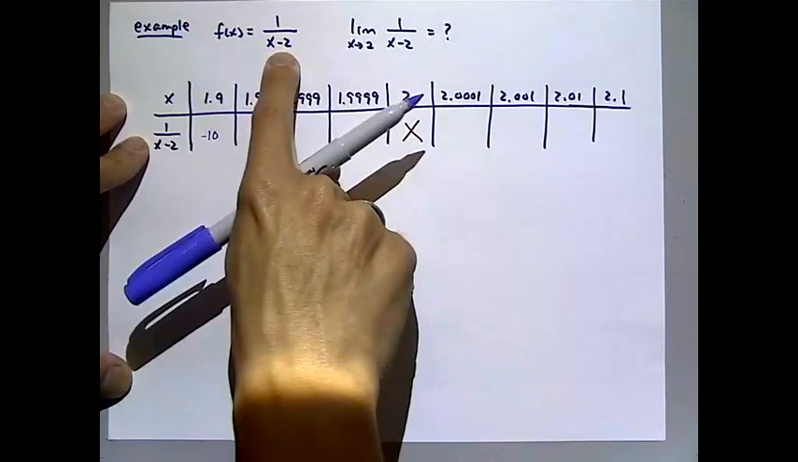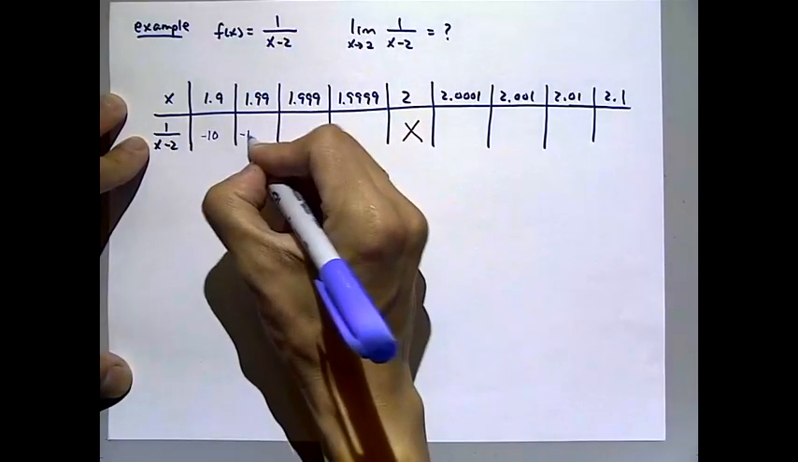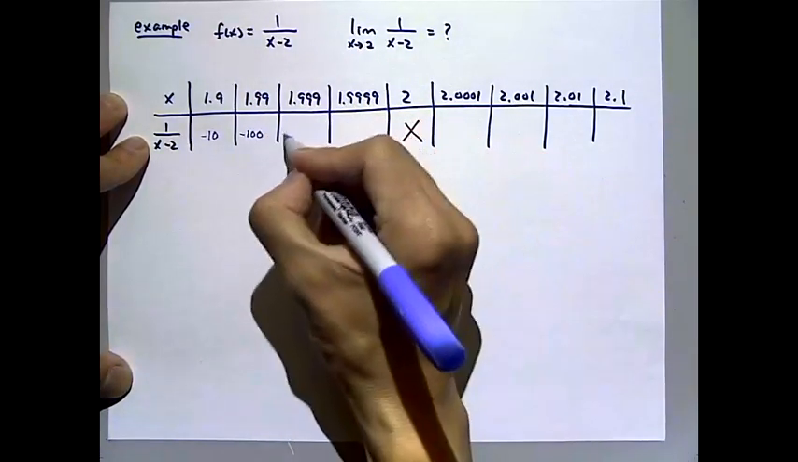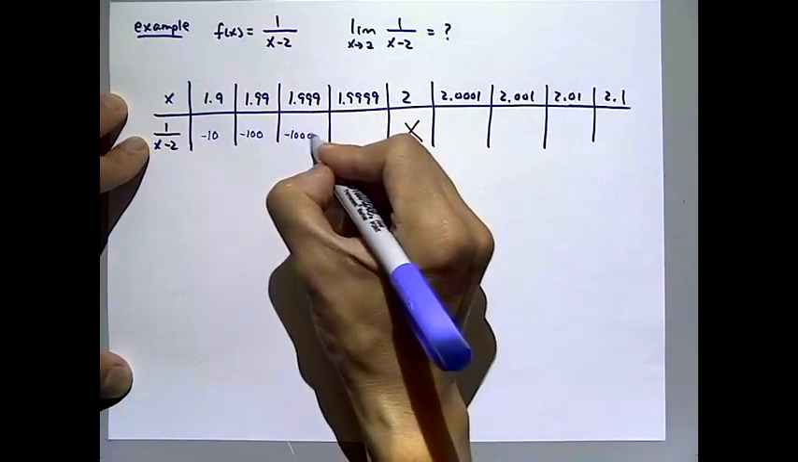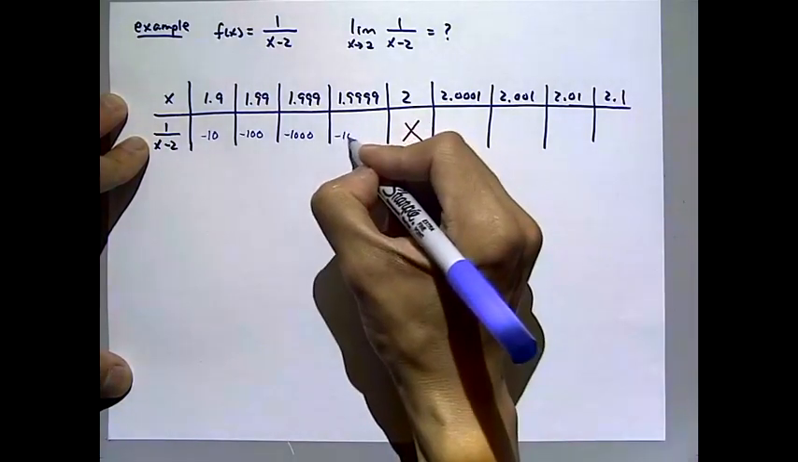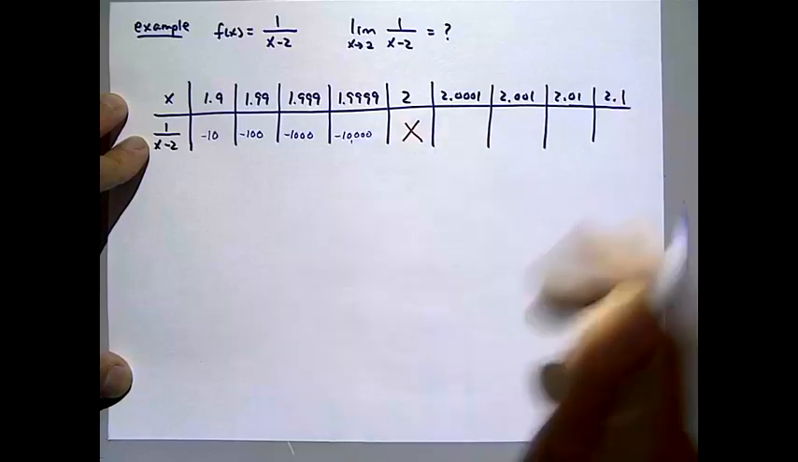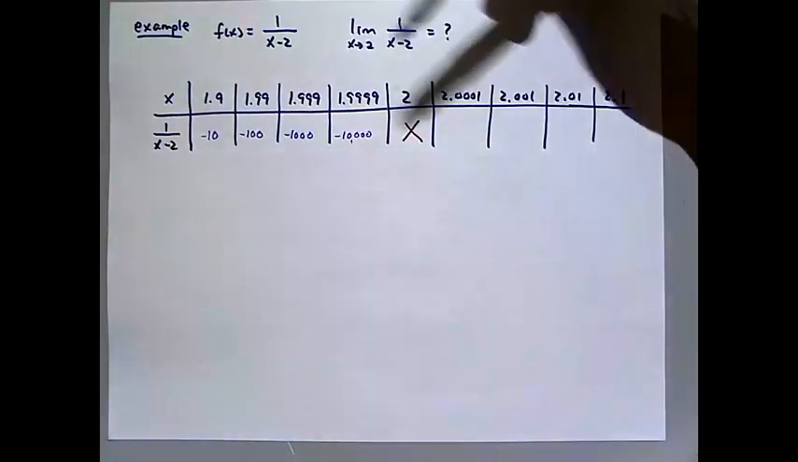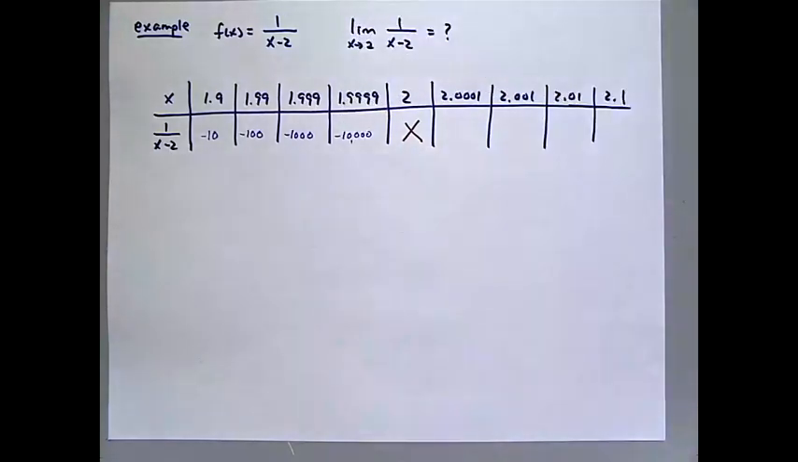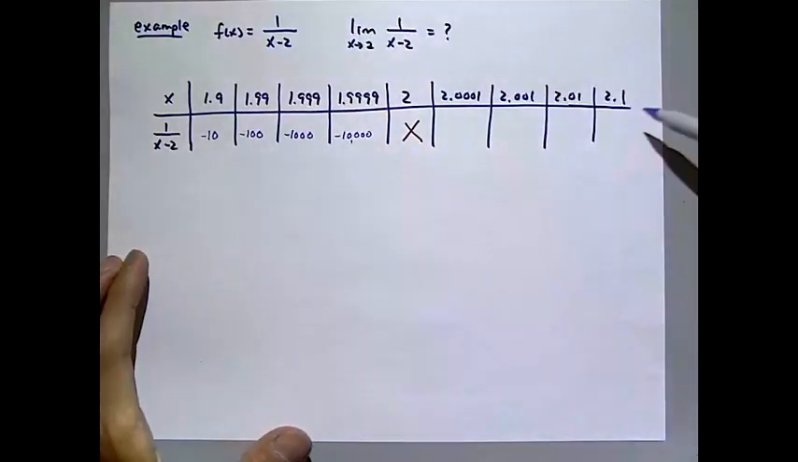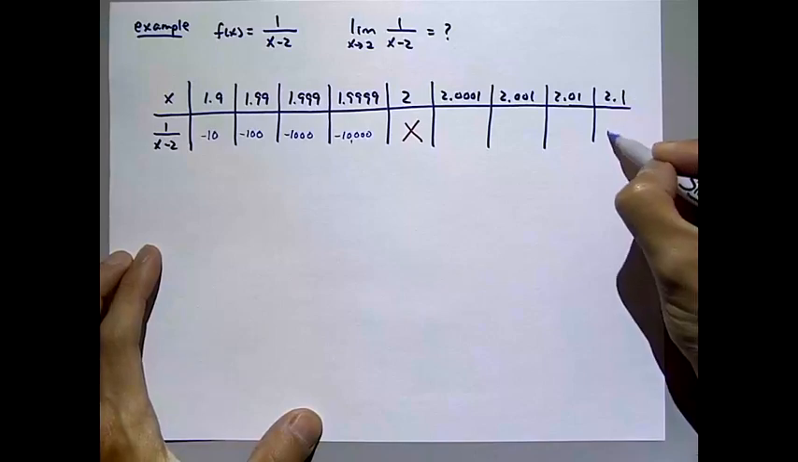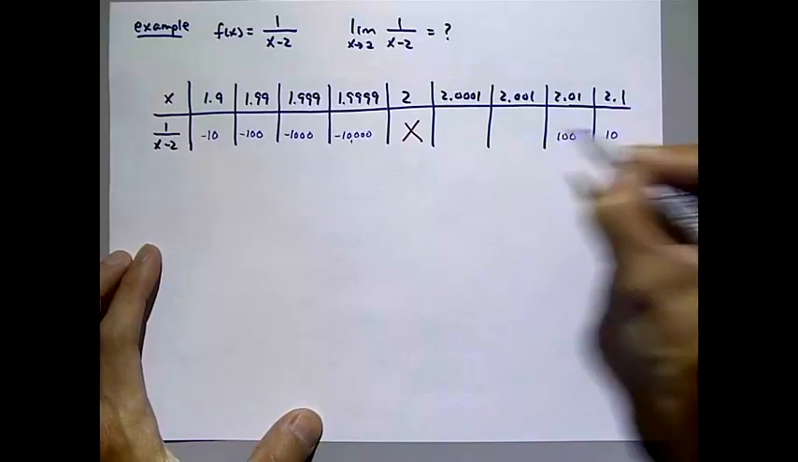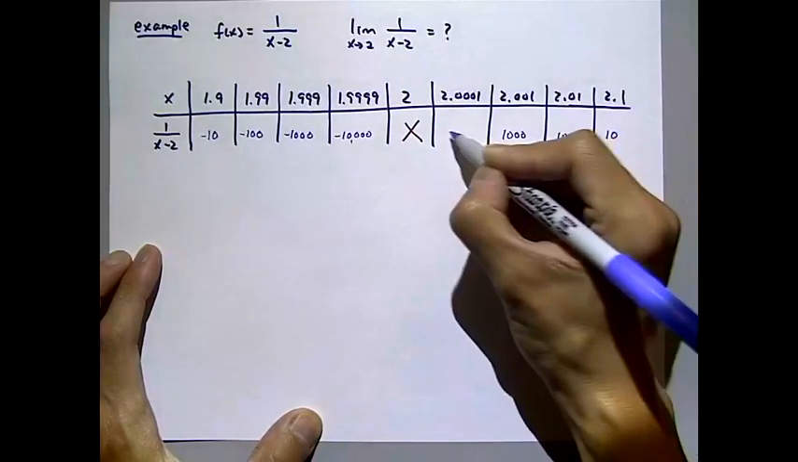If I put that into here, I get negative 100, negative 1,000, negative 10,000. They're smaller, but still getting progressively bigger, but negative this time. For the right-hand side, this will give me a 10, 100, 1,000, and then 10,000.